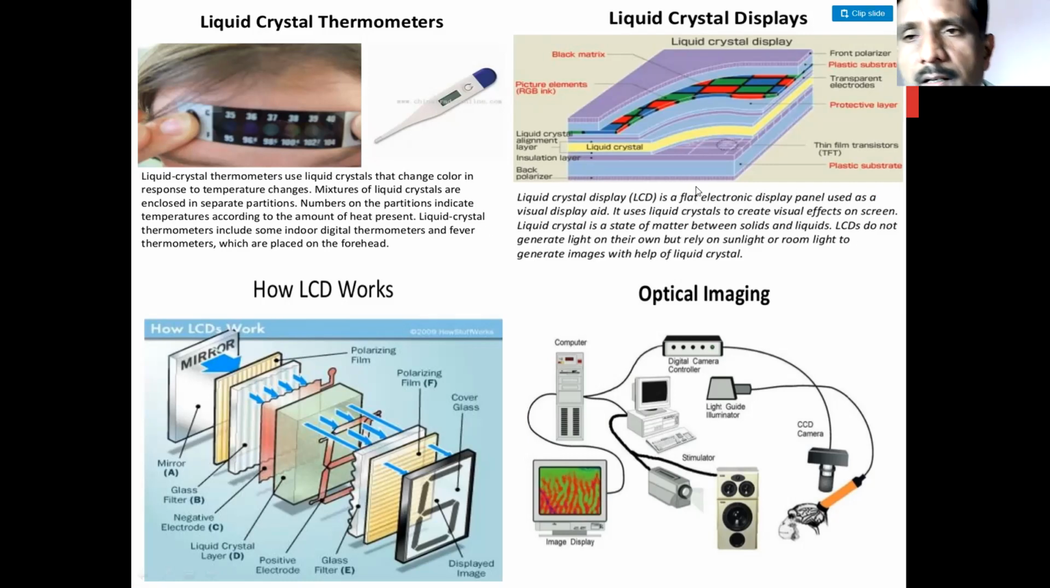Here I am showing the liquid crystal display, or LCD, how it works, and how the LCD is made up of different layers: the front polarizer, plastic substrate, transparent electrodes, and protective layers. And among these different layers, one of the important layers is the liquid crystal alignment layer.